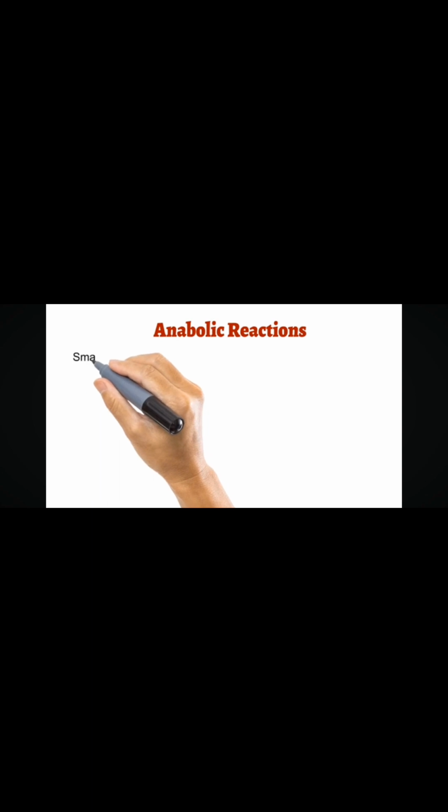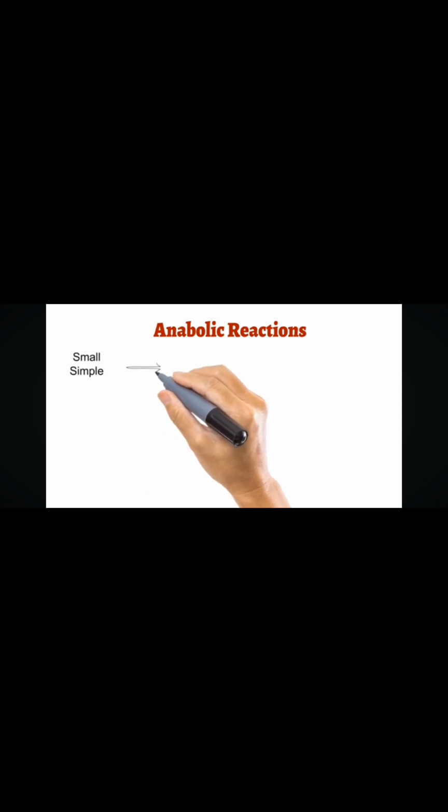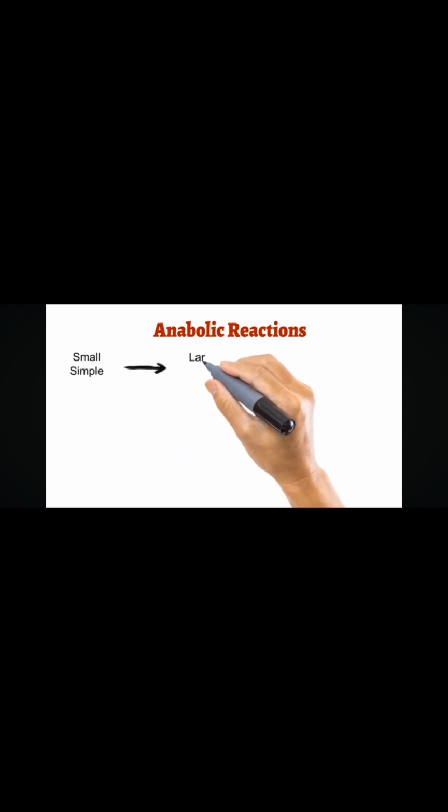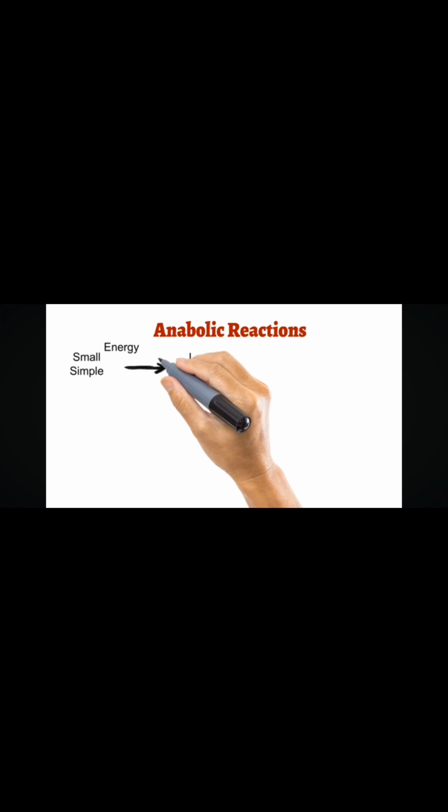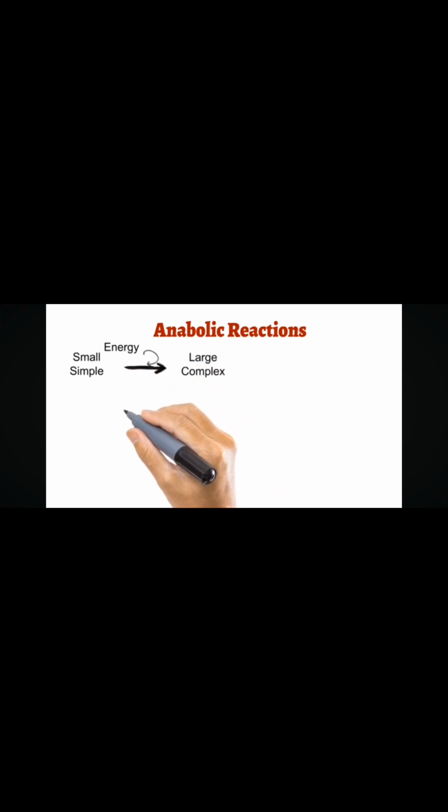Anabolism is the exact reverse of catabolism. In anabolism or anabolic reactions, small and simpler molecules are converted into large and complex molecules. And during these kinds of reactions, energy is consumed. In catabolism, energy is released, and in anabolism, energy is consumed.